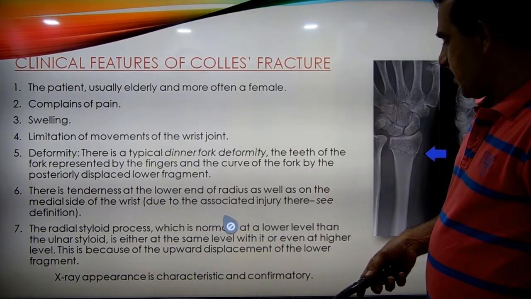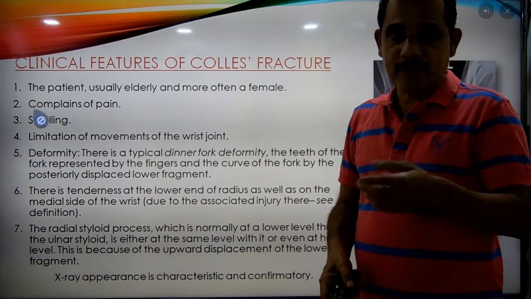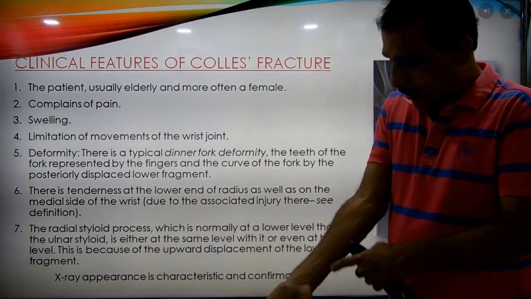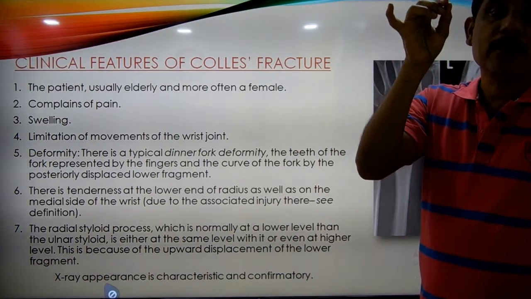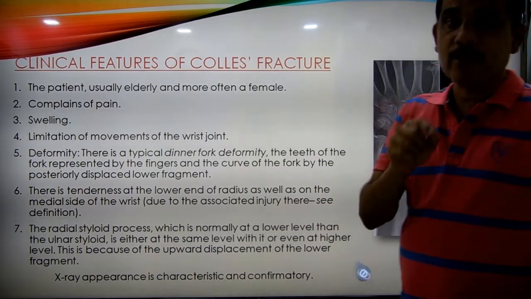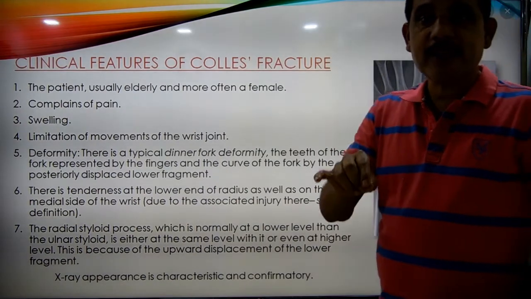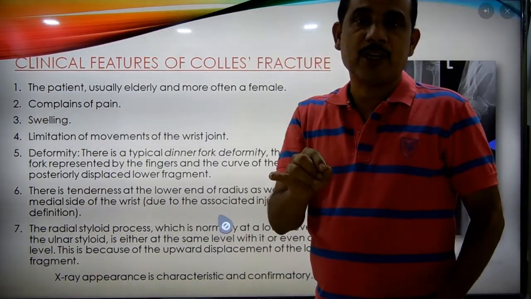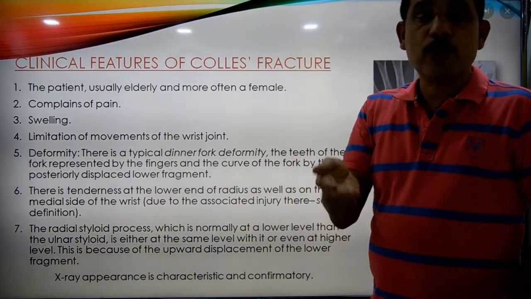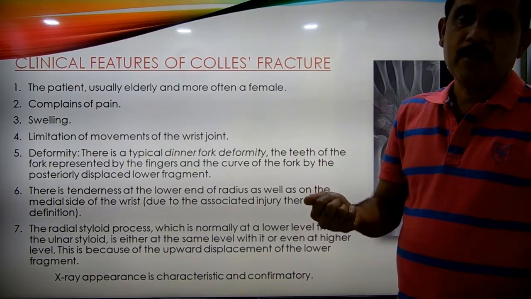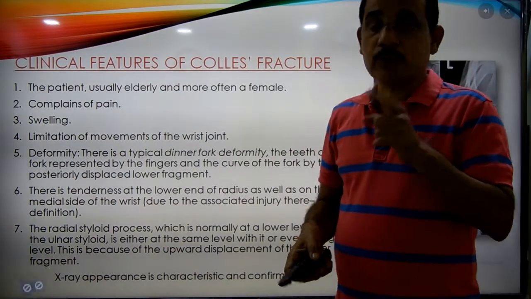This should be checked. Normally, in your wrist joint, the styloid process of the radius will lie at a lower level than that of the ulnar styloid process. But in case of a Colles fracture, the radial styloid process and the ulnar styloid process may remain at the same level, or the radial styloid process may go above the level of the ulnar styloid process. Do you understand this? These two things are diagnostic.